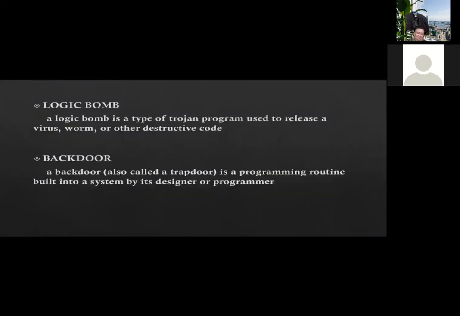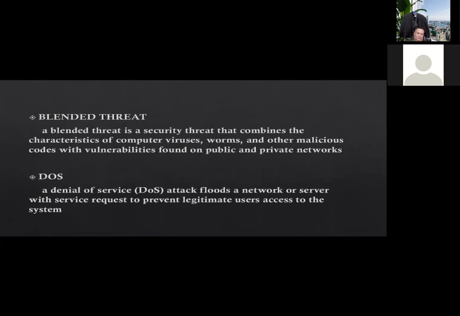Logic bomb. A logic bomb is a type of Trojan program used to release a virus, worm, or other destructive code. Backdoor. A backdoor, also called a trapdoor, is a programming routine built into a system by its designer or programmer. Blended threats. A blended threat is a security threat that combines the characteristics of computer viruses, worms, and other malicious code with vulnerabilities found on public and private networks.